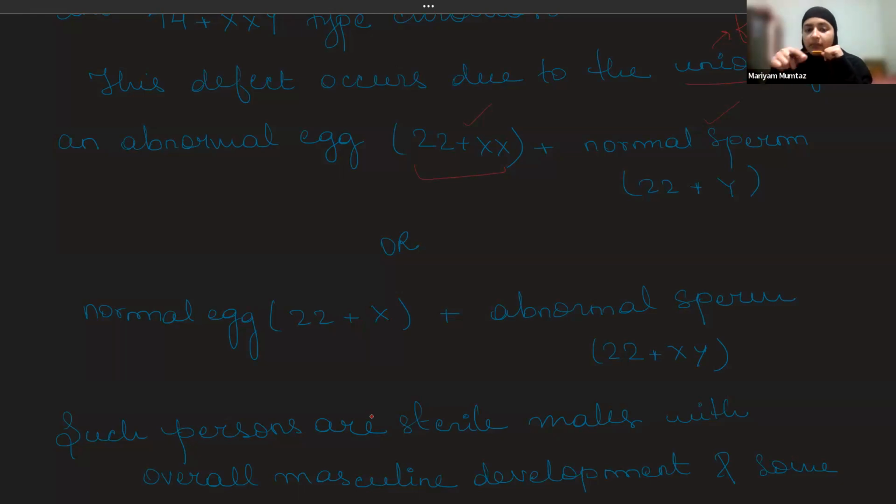Now, by looking at these things that I've written, abnormal egg with the genotype, normal sperm with the genotype, normal egg with the genotype, and abnormal sperm with the genotype, can you people quickly tell me why I have written abnormal wherever I've written abnormal? I mean, this case and this case. What is the abnormal thing over here that I've written?